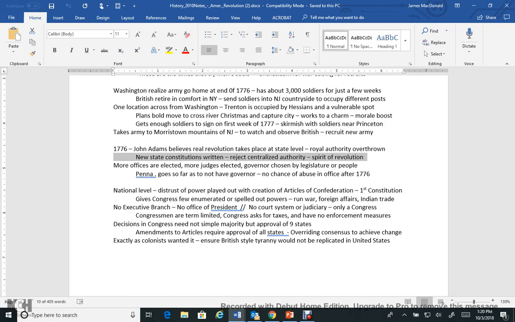And John Adams says Pennsylvania, in a few years, they're going to beg to come back under the control of Great Britain. No governor, no executive branch. That's crazy. That's crazy. But we can understand from the colonist point of view why things developed this way. If you lived through the 1760s or 1770s, you can understand it.